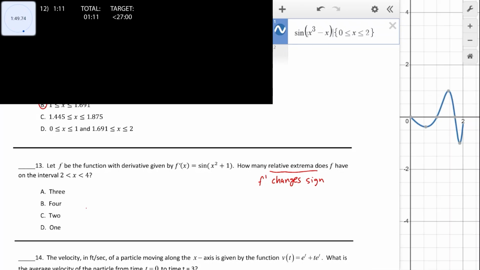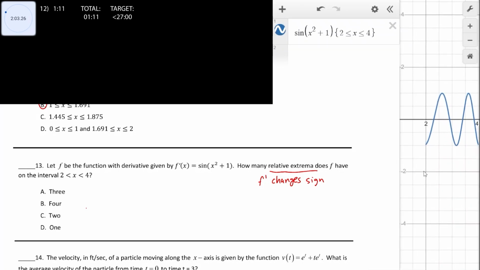So let's type in that equation, just like we did the previous one. We've got sine, and it's already kind of set up here. We're just going to change this to x squared plus 1. And on the interval, we're going to change that from 2 to 4. So we may need to zoom out a little bit. Just kind of scroll over here.